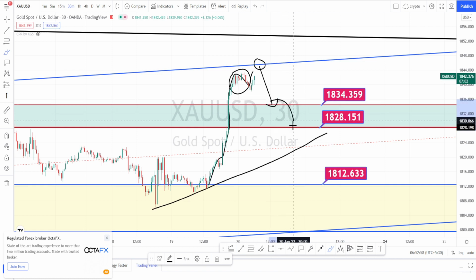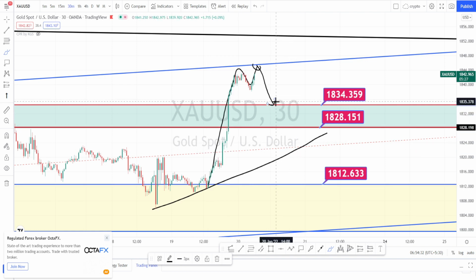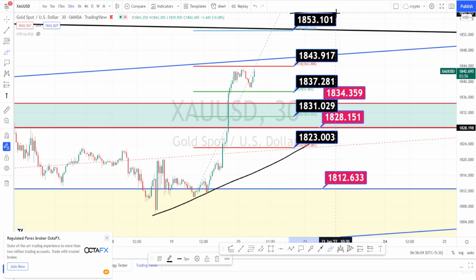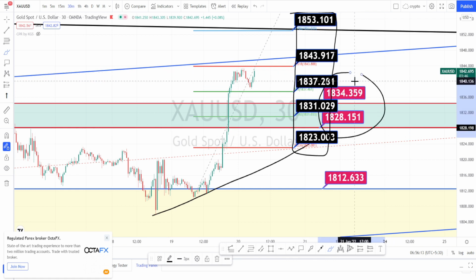Only when it breaches this support area, we can expect a retracement to test this support line of the bullish trend. But as long as this support is holding, we can expect the bullish trend to continue and retest this resistance line of the daily time frame. Let us mark the support and resistance levels. So the values marked in the black color are the support and resistance levels in 30 minutes time frame, and we have the higher time frame support level over here, which is around 1834 to 1828.